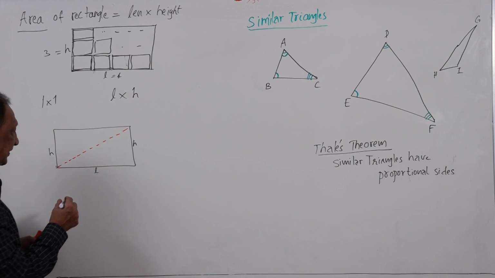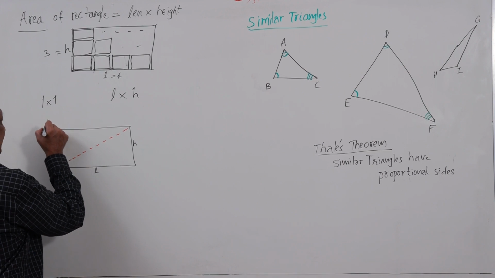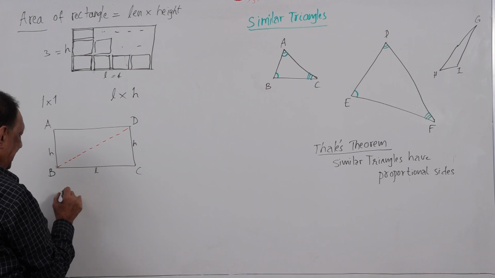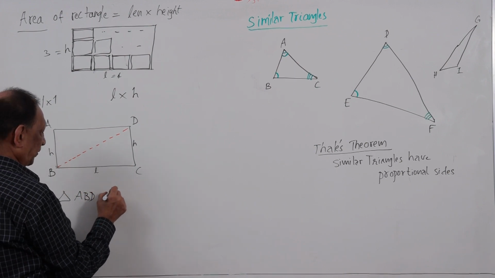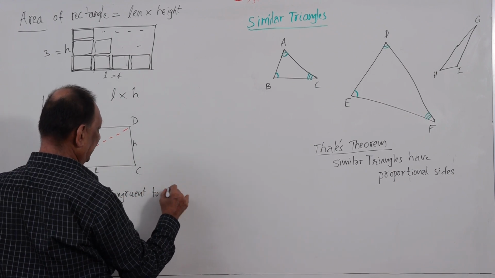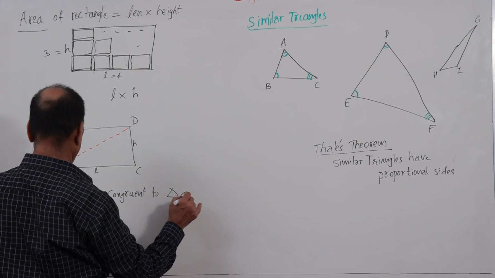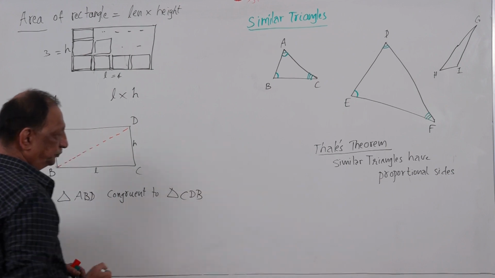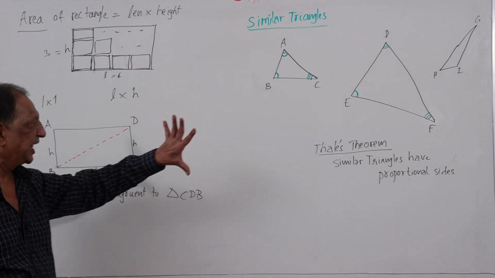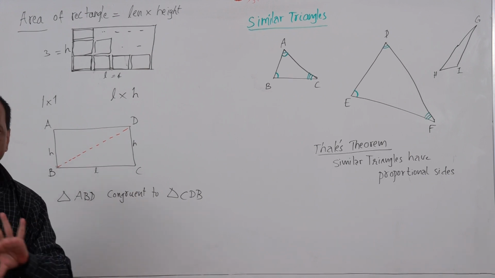So we have got 2 triangles which are actually known as congruent. So if you want to call this ABCD as the name of the rectangle, I got triangle ABD which is congruent to triangle CDB. Okay. Now congruence is much stronger than similarity. Similarity only angles are equal. Here angles are equal, sides are also equal, known as congruent triangles.